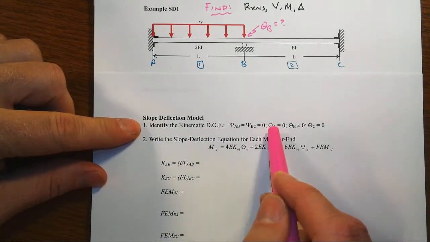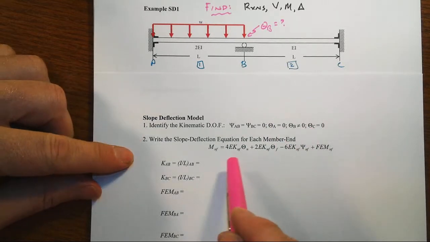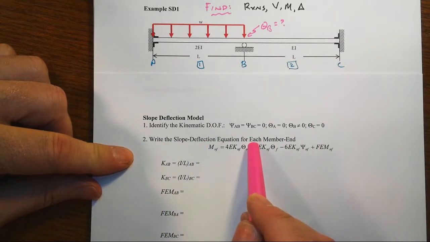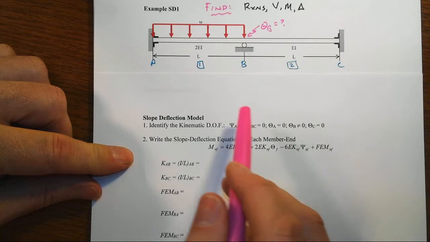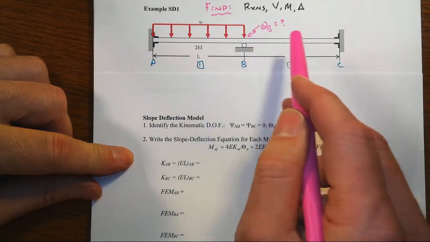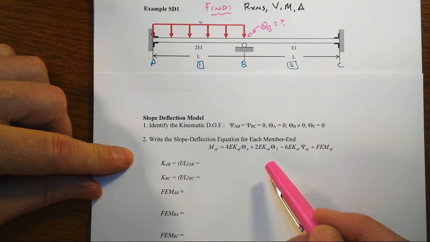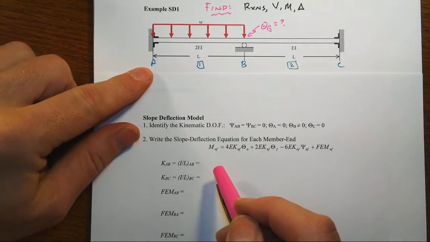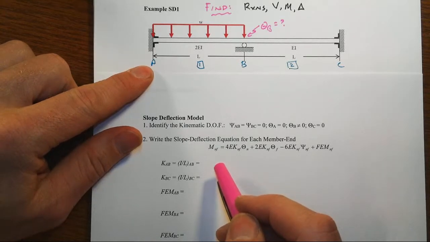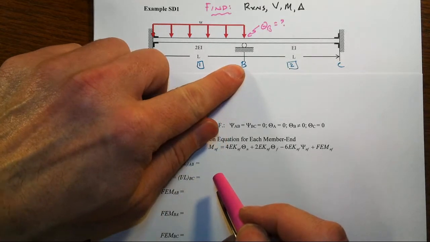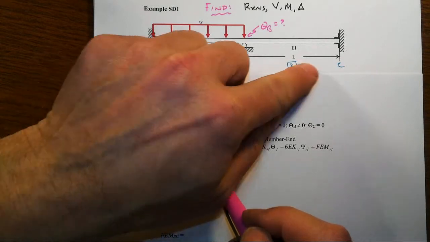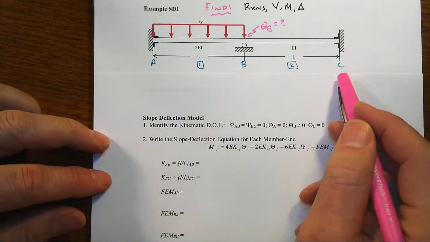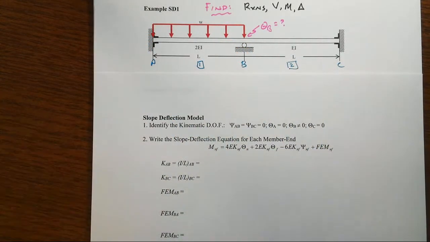Right. First step, identify the kinematic degrees of freedom. We've already done that. Second step, write the slope deflection equation for each and every member n. We have 1, 2, 3, 4 member ends, so we'll have 4 equations to write. What's going to happen is the n and the f will take on different roles, whether we're at the A end of member AB, at the B end of member AB, or at the B end of member BC, or at the C end of member BC. And it just goes on in that kind of fashion.